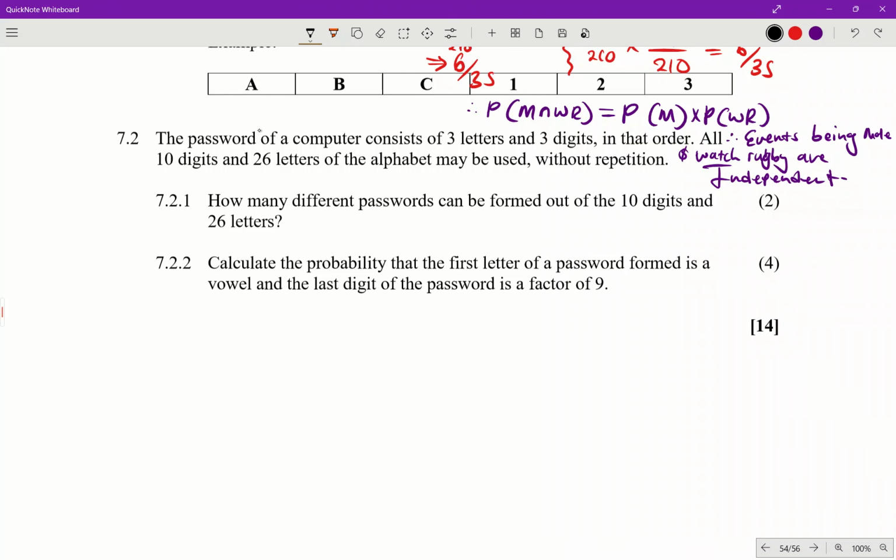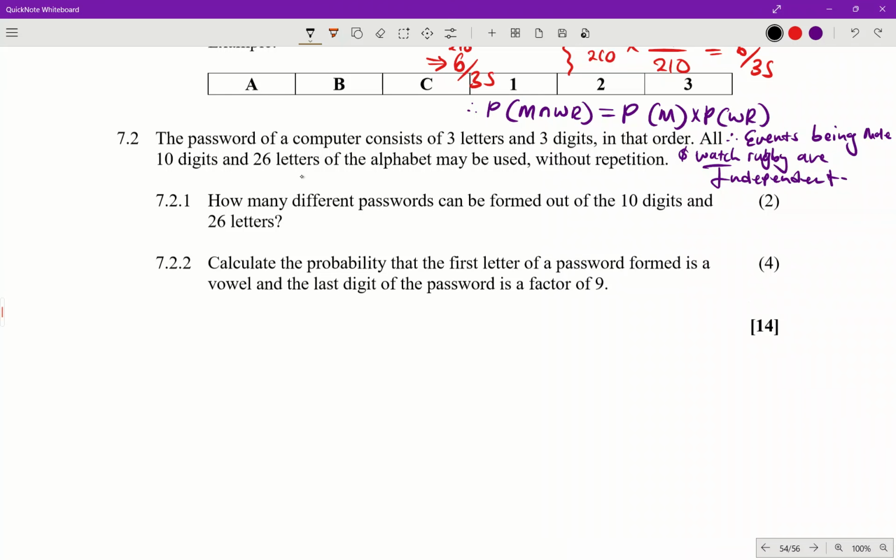Alrighty, guys. A password of a computer consists of 3 letters and 3 digits. 3 letters, 3 digits, okay, copy that. So it's given there: 3 letters, 3 digits, in that order, with all 10 digits and 26 letters. So 26 letters, guys, this is A to Z. Make sure that you know that you have 26 letters.